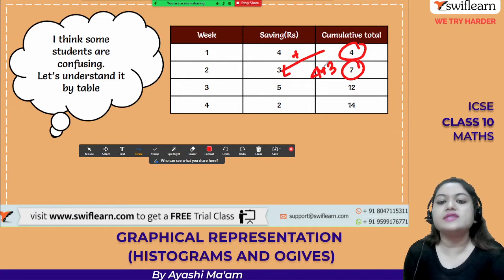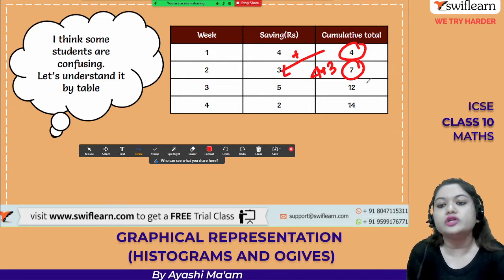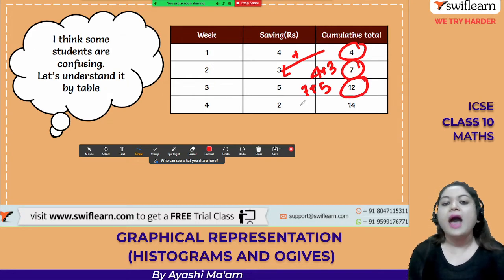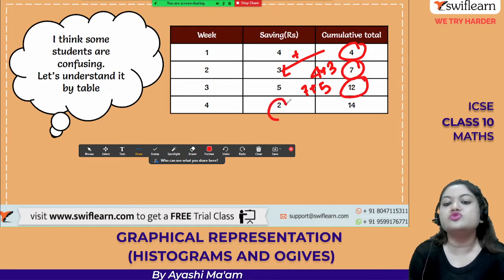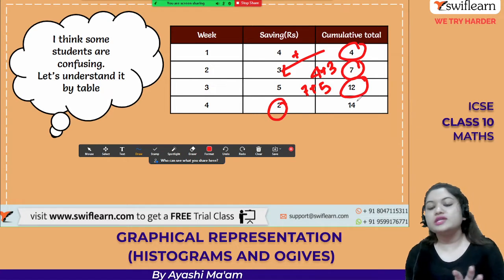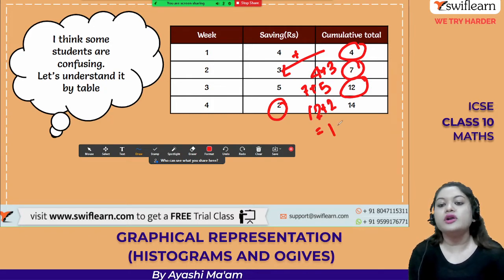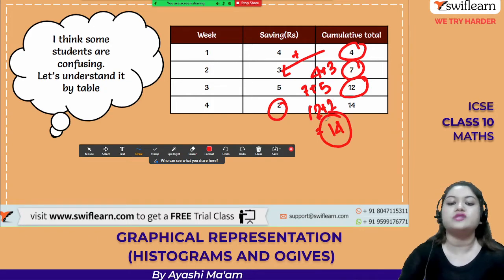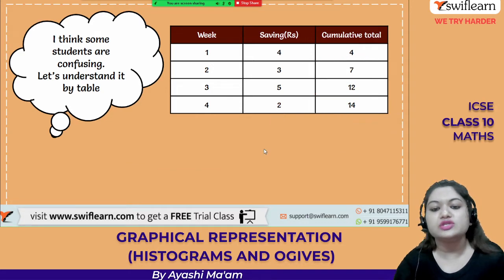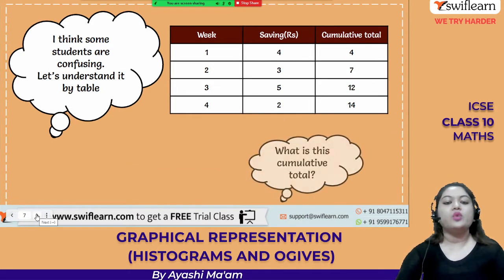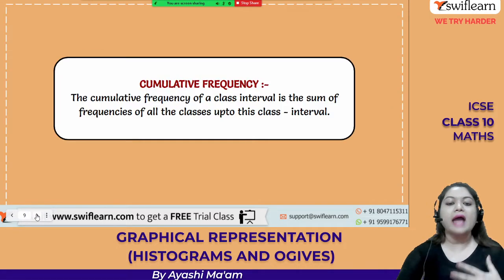Now next, in week 3 your saving is rupees 5. What will be the cumulative total? Whatever was your previous saving, that was your rupees 7, plus 5. That means 12. And then again in week 4 the saving was rupees 2. So now your cumulative total will be your previous 12 plus your new saving of 2 in week 4. That means this is how you are getting 14. Understood? Very easy. Whatever is your previous data, with that we are simply adding our new data.